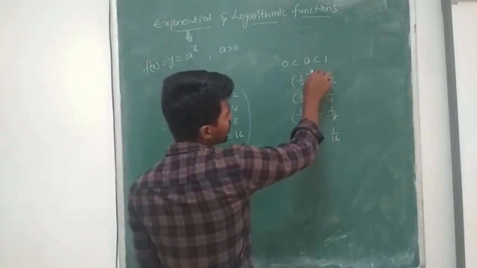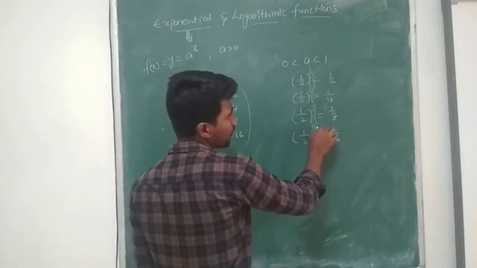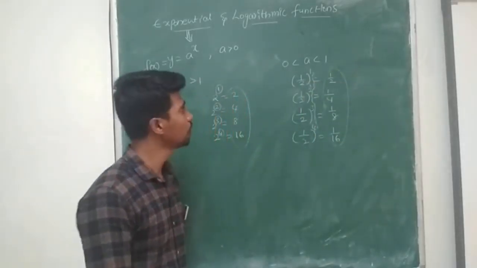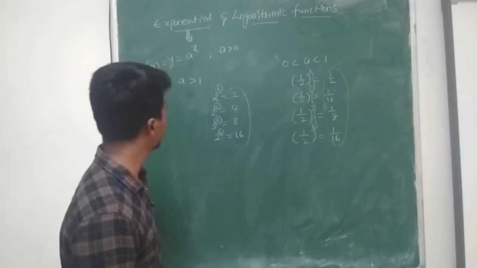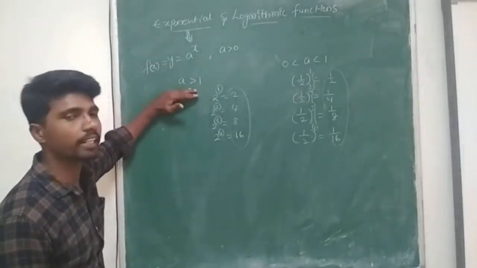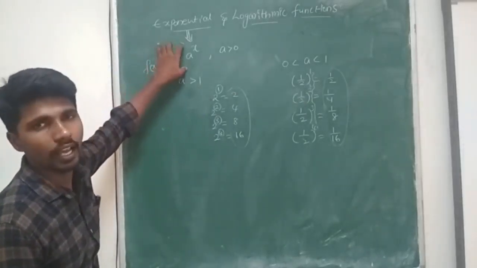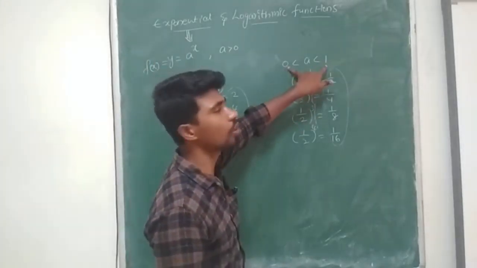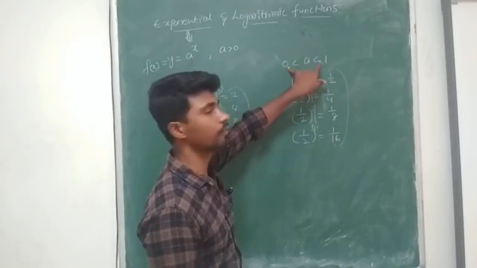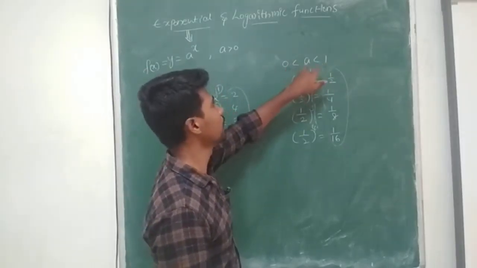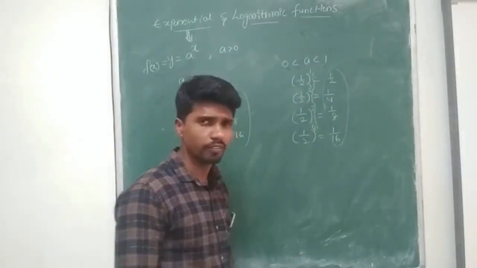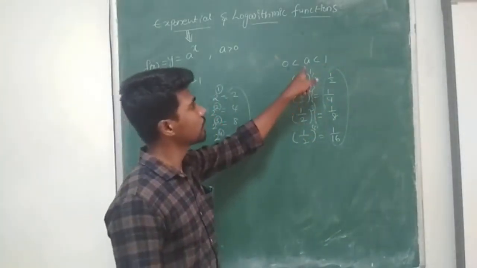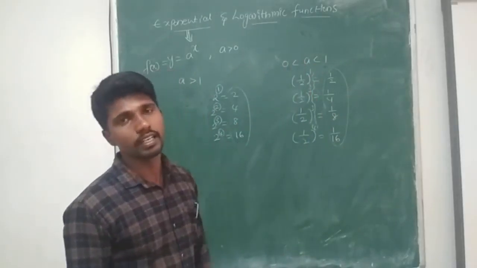See, the value of x is continuously increasing and the value of y, which is nothing but the value of the function, is decreasing. So it behaves in two ways. If the value of a is greater than 1, the exponential function acts as an increasing function. If the value of a lies between 0 and 1, we are not taking the value of a as 0 or 1, we are just taking values lying between 0 and 1, then the function acts as a decreasing function.